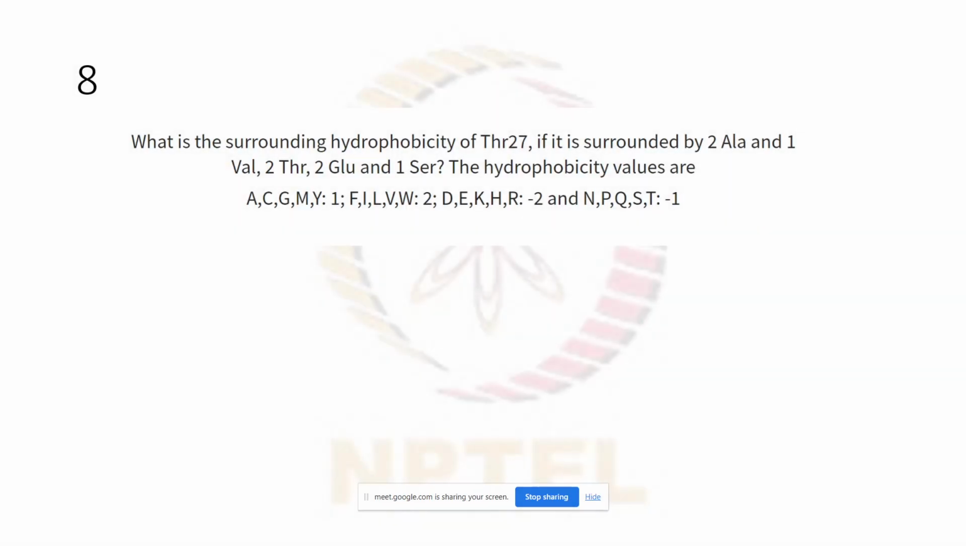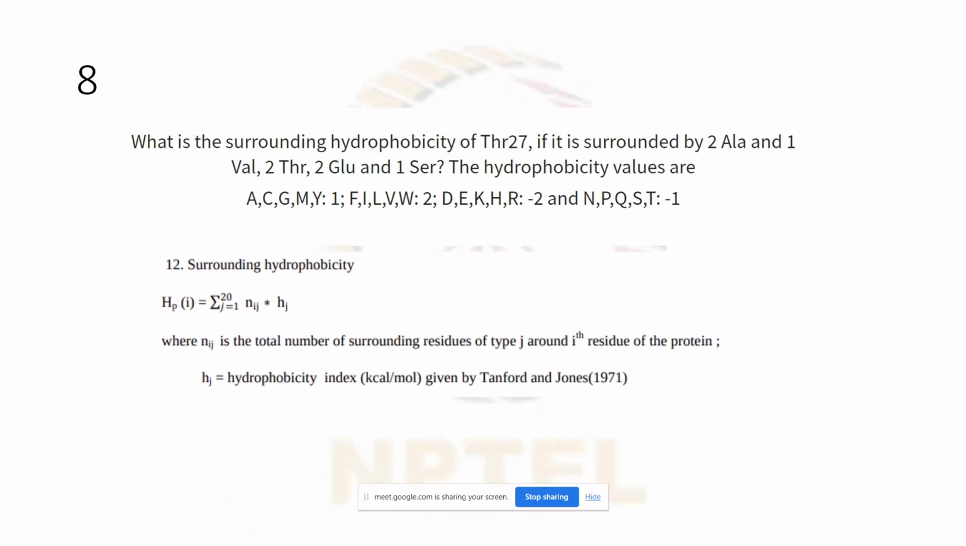Yeah. Next concept: given hydrophobicity values, can you calculate the surrounding hydrophobicity of a residue which has two alanines, one valine, one threonine, one serine, and one glutamic acid? Below are the amino acid short forms and their hydrophobicity values. This is a pretty straightforward question. I think I'll show you the formula also, how to calculate, which makes it easy for you.